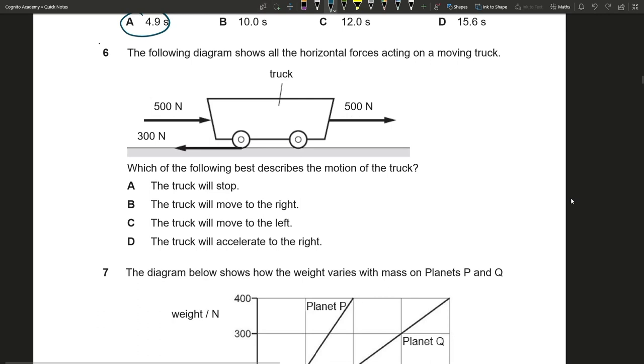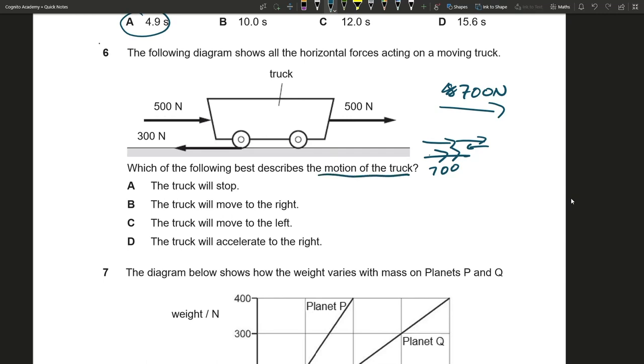The following diagram shows all the horizontal forces acting on a moving truck, and we are asked which of the following best describes the motion of the truck. The truck will stop, it will move to the right, it will move to the left, or it will accelerate to the right or the left. We are not told in which direction the truck is moving initially. We are just given the forces, and here we have a resultant force of 700 newtons, because we have 500, 500, and then 300. And then we are asked to describe the motion of the truck. So the truck will accelerate to the right is correct. The answer here is D.